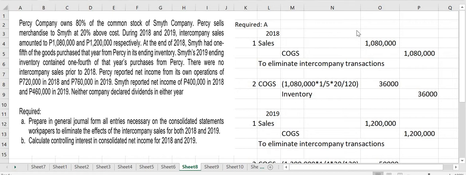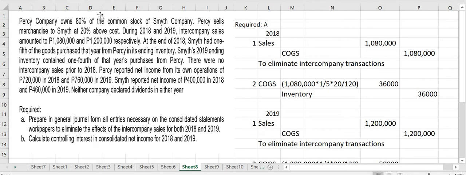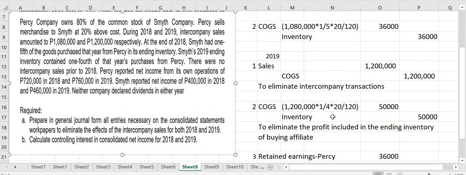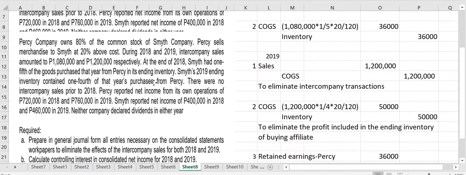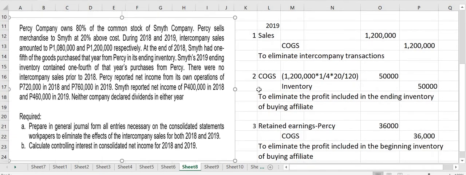Since there are no intercompany transactions prior to 2018, therefore walang realized profit in the beginning inventory. Okay, so for 2019, the sales actually is 1,200,000. Yan yung sales natin. So therefore, we are to eliminate intercompany sales of 1.2 million. That's actually a debit to sales and a credit to cost of goods sold for 1.2 million.